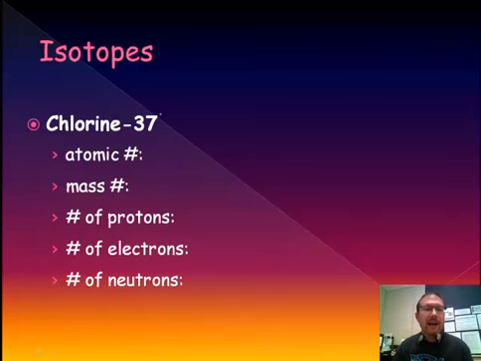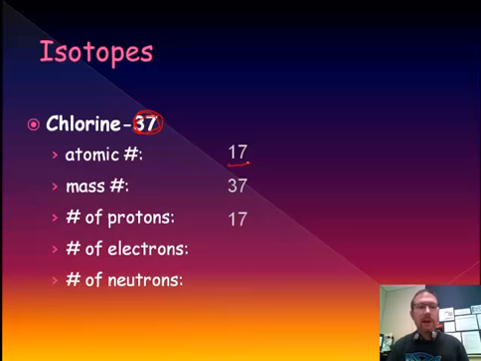Okay, let's look at some examples. If I had an atom of chlorine 37, my atomic number would be 17. How did I know that? I looked on the periodic table for chlorine. My mass number, I don't have to look at the periodic table because it gives it to me, right here. Mass number is going to be 37. Number of protons I get from my atomic number, so number of protons is 17. Number of electrons, if this is a neutral atom, should be equal to my number of protons.